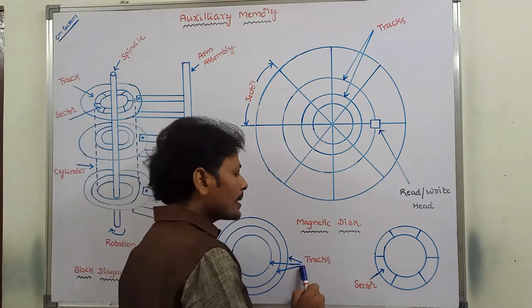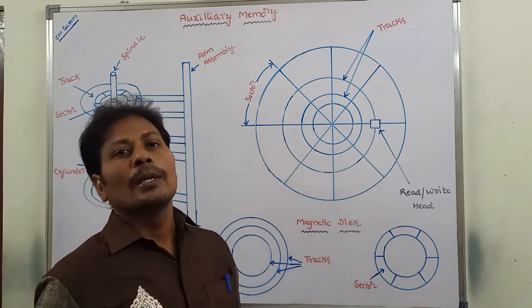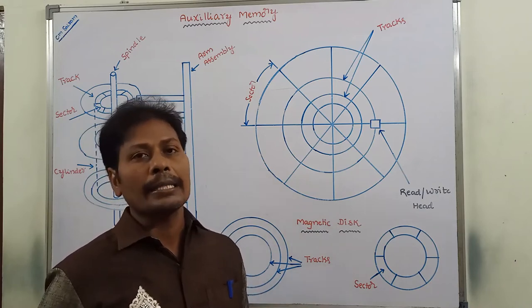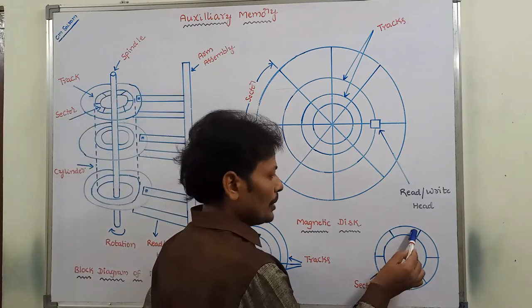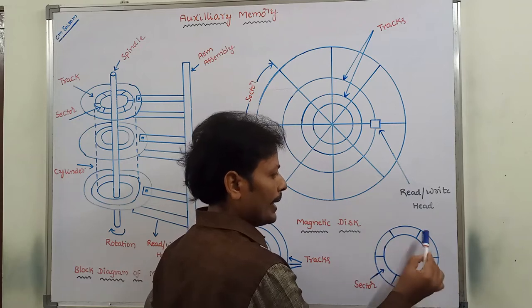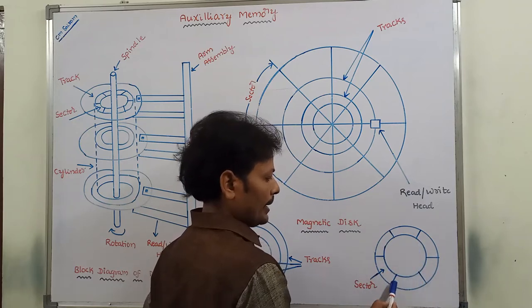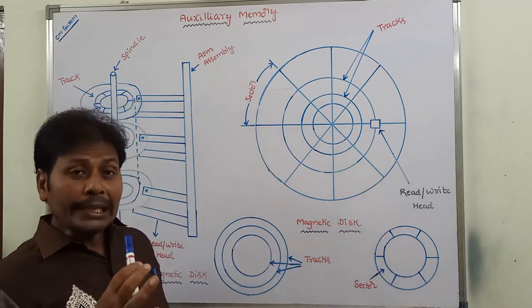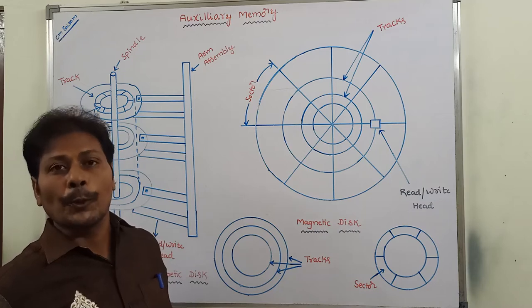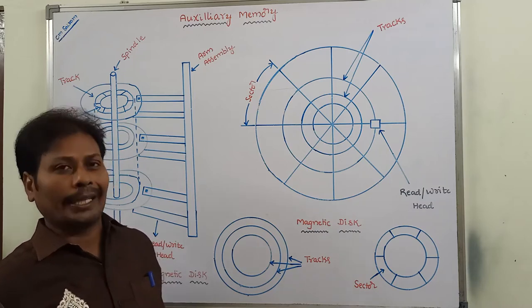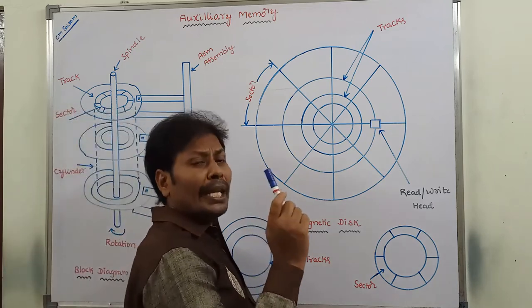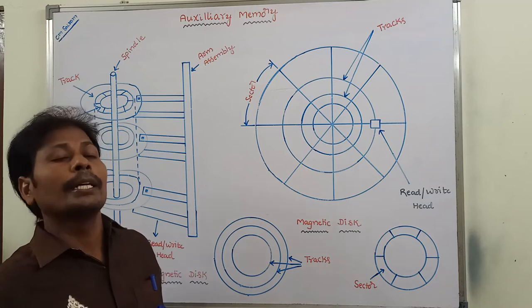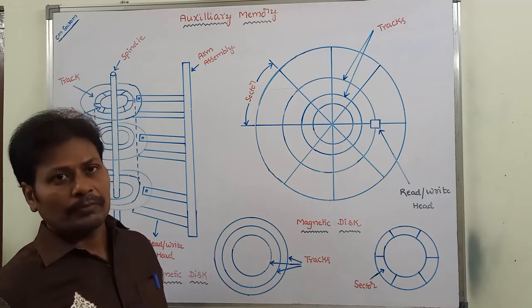Next, the tracks can be divided into some sections. Those sections are called sectors. So this is one sector, this is another sector, and so on. In the sectors, we store the information in records. The minimum quantity of information that can be transferred is a sector.